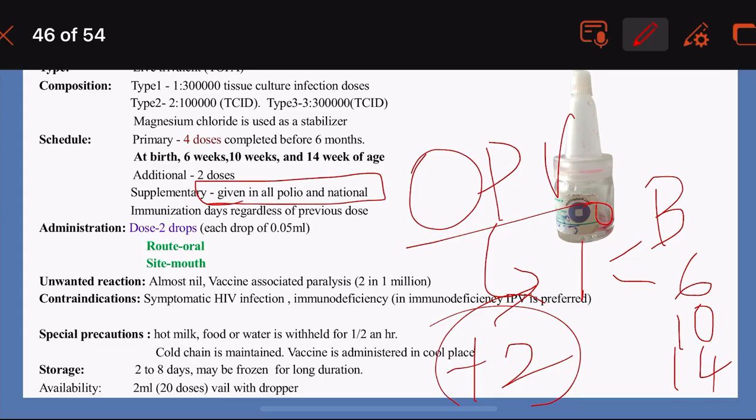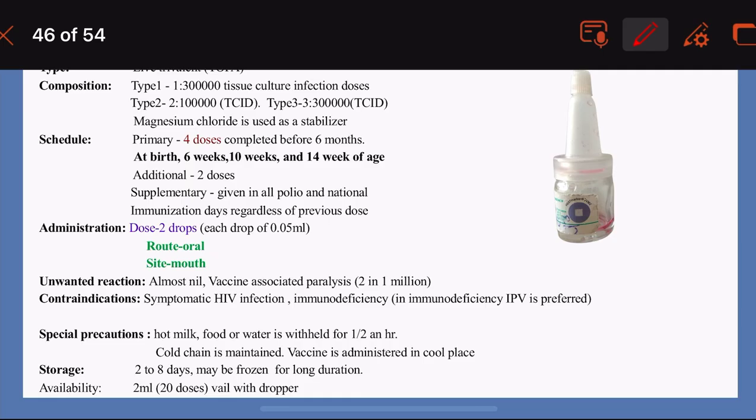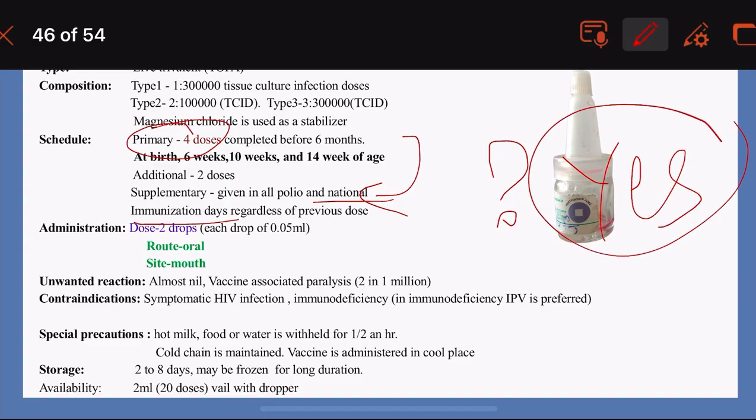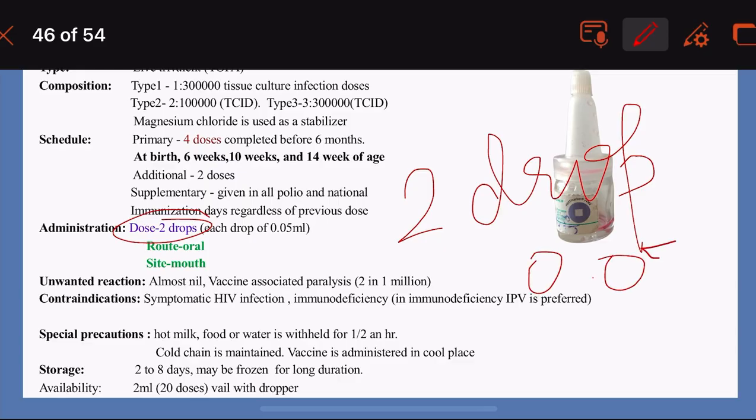Supplementary doses are given in all polio national immunization days regardless of the previous dose. So in your viva, if they ask you, the child has been given the primary doses, can he take a supplementary dose during the national immunization day? The answer is yes. The additional supplementary polio drops can be administered regardless of the previous dose. The administration: 2 drops. Okay, how many drops are given here? Oral drops, 2 drops, each drop containing 0.05 ml.